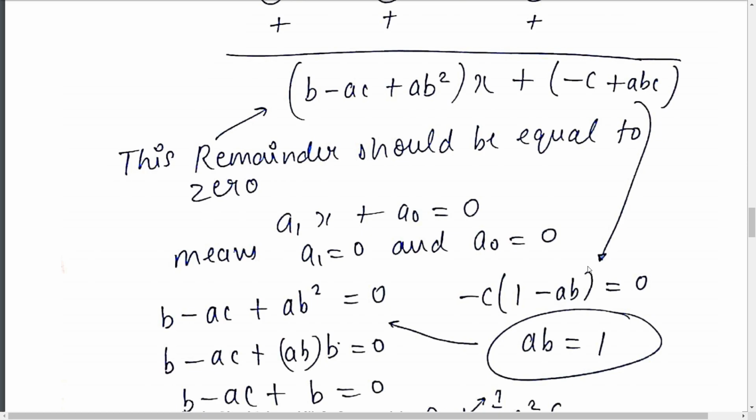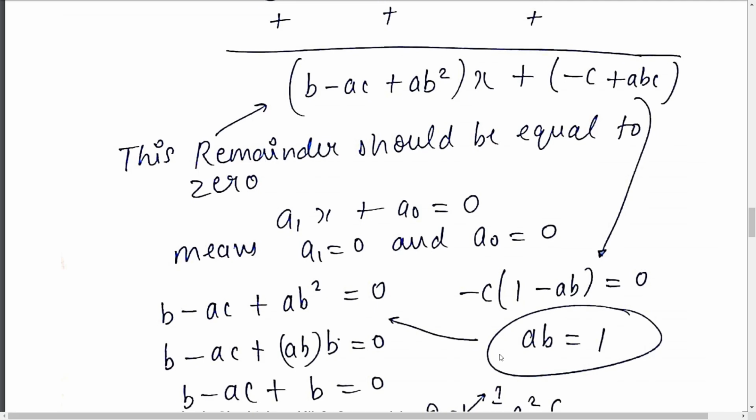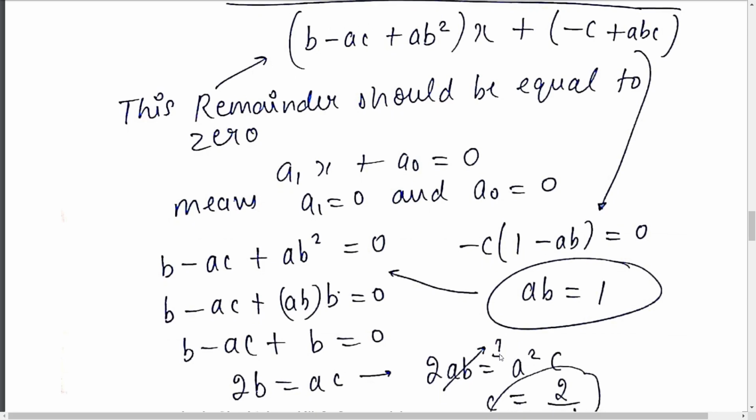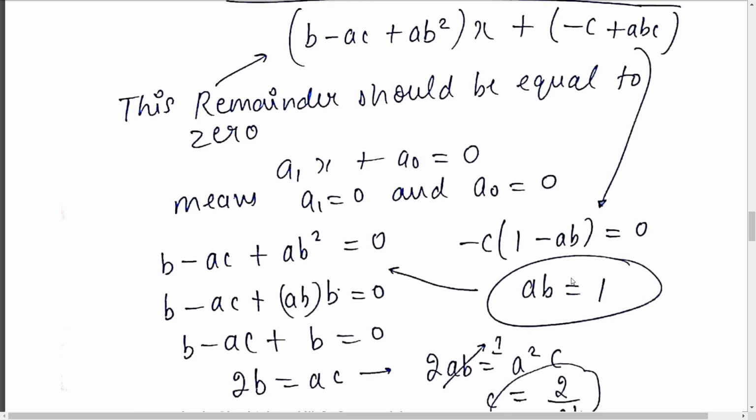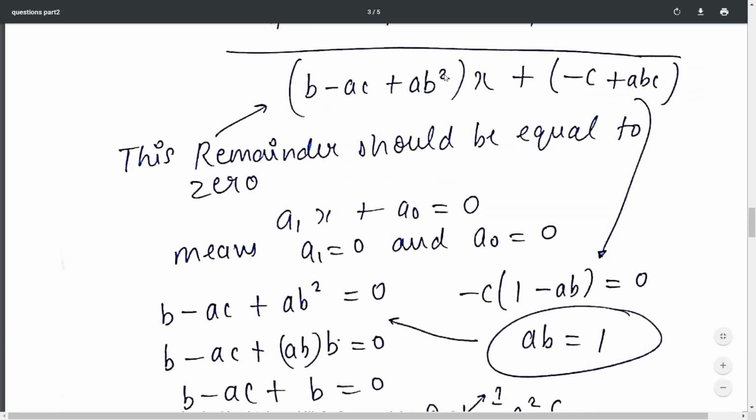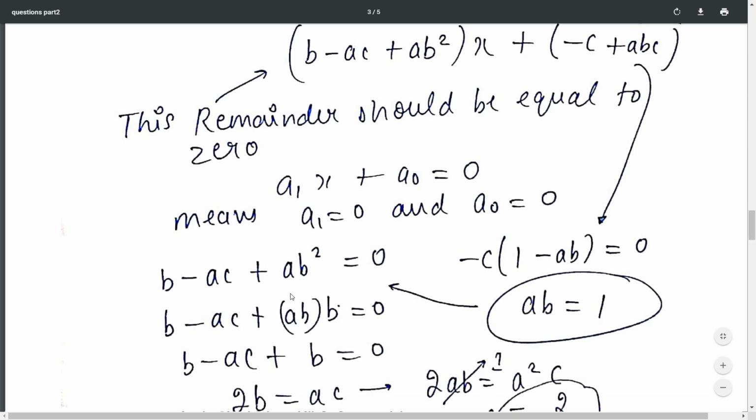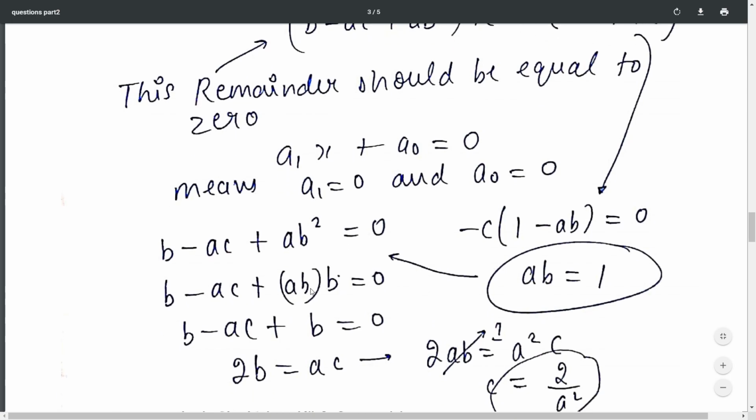So either this is 0 or this is 0. If I equate this to 0, then I get ab equal to 1, which is my required answer. If I was asked the value of c, then I substitute ab equal to 1 here. This expression is coming from here, b minus ac plus ab square. I take ab common and substitute the value of ab as 1. I have written ab square as ab into b.